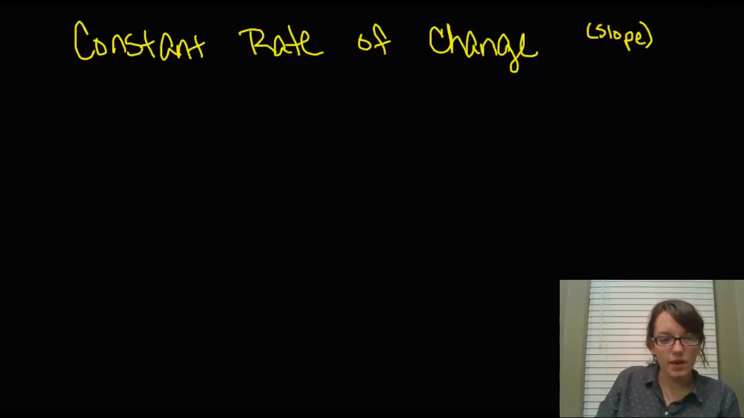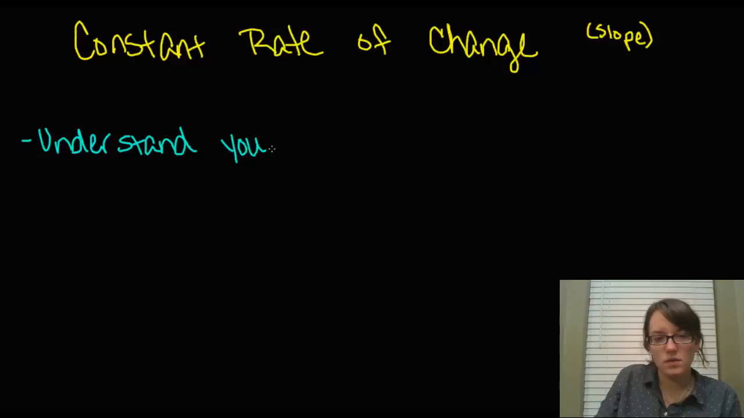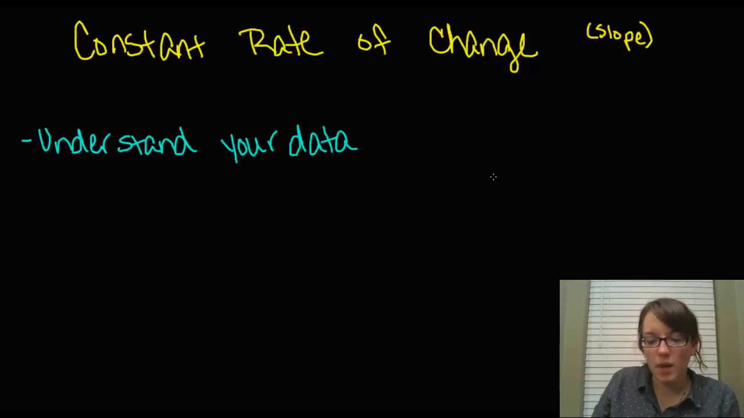So your steps are, step 1, understand the data. Read the problem, look at your data, look at your graph, whatever they give you, understand what you're doing first. And don't say it's too hard before you read the problem.